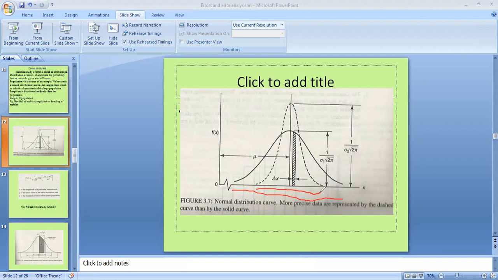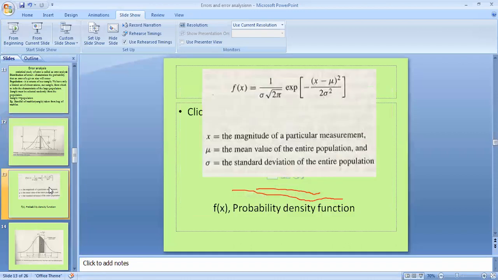So when we make it a smaller base, what happens? Its height increases. Height increases means what? Probability increases, because the area is the same. What we are doing is shifting the area. So their height will increase. In short, what is happening? Probability is increasing.